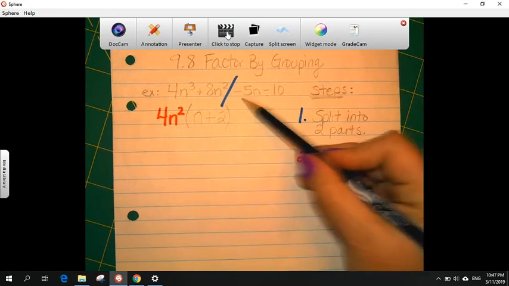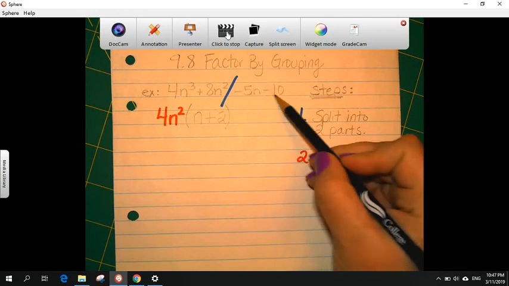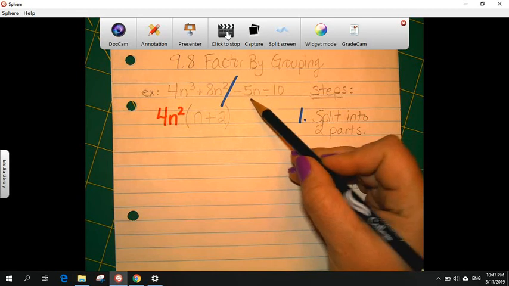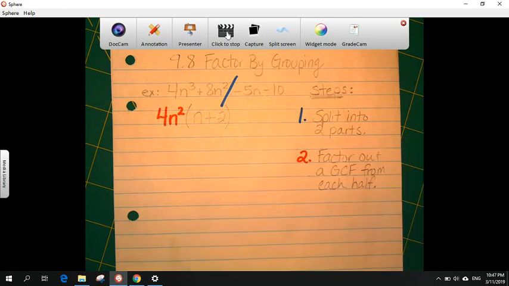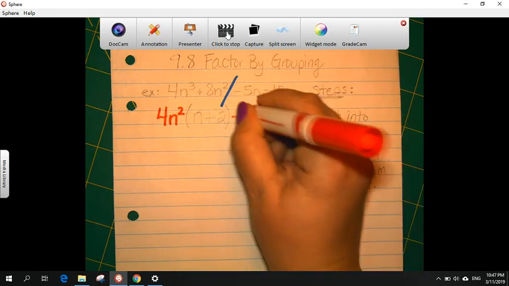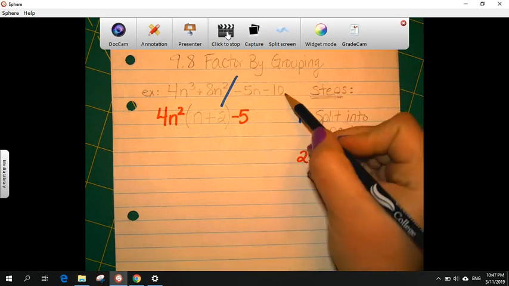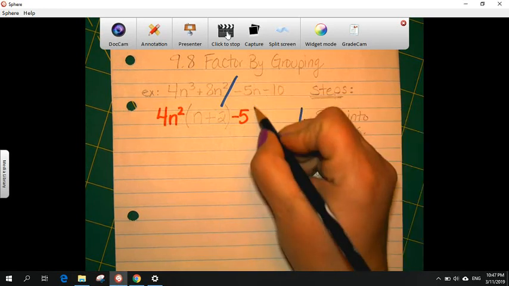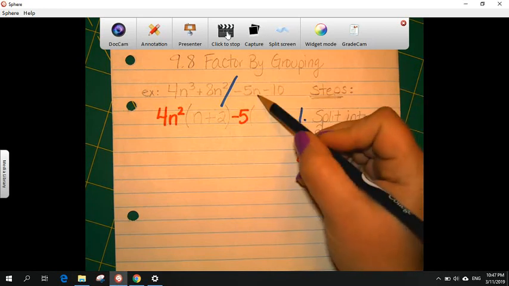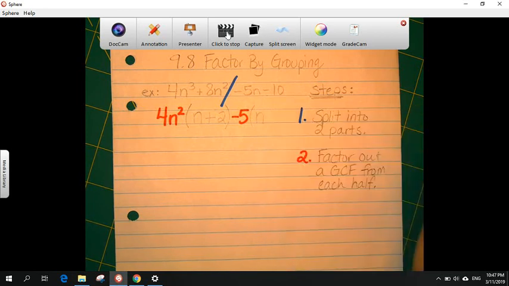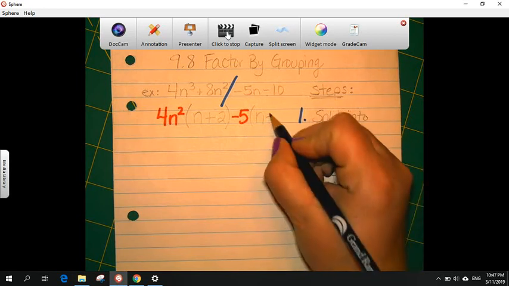Now we look at the second half. Start over. What's the greatest common factor for just these 2 terms? What's the biggest number that divides into -5 and -10? And that's going to be a -5. So we're going to factor that out. There's no n's because the 10 doesn't have an n to give. So what's left? -5 divided by -5 is 1. We did not pull out any n's, so that n is left. -10 divided by -5 is a +2.